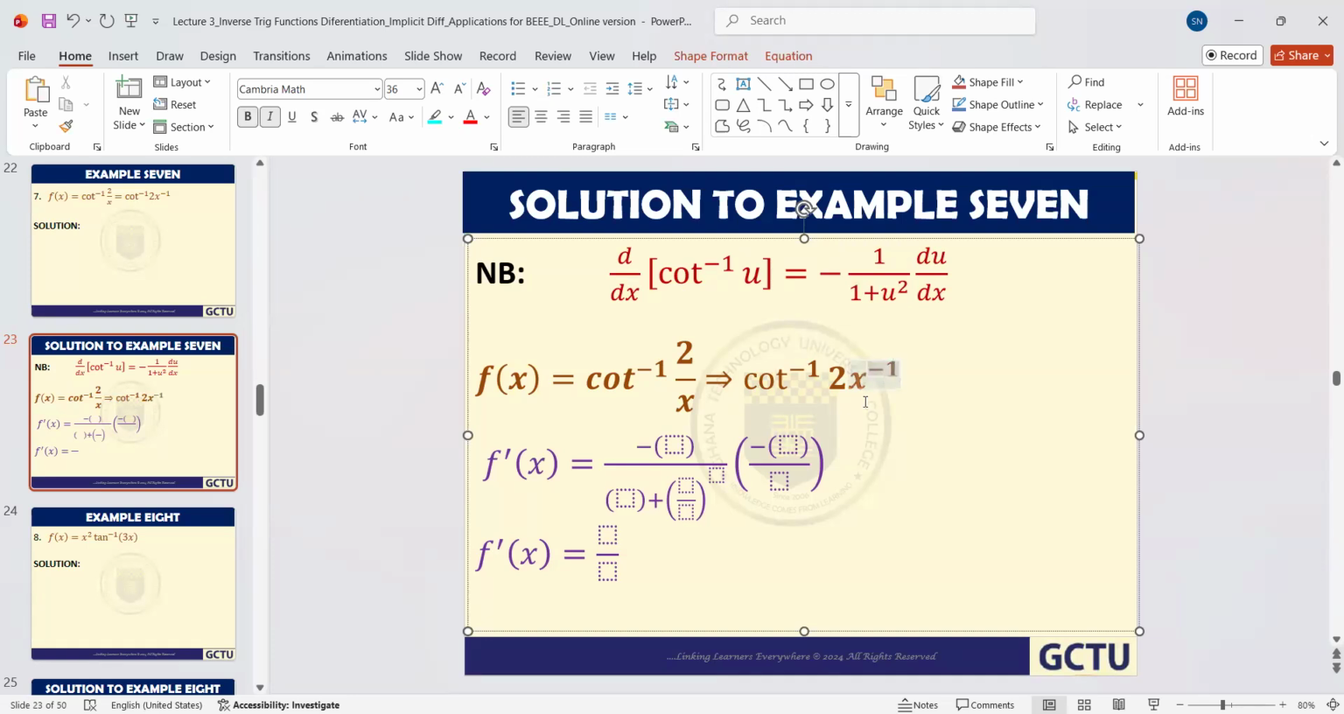Okay. So let's substitute our angle, this is our angle, into the formula. So first of all, the numerator is supposed to be -1. So this is -1. And then the denominator is supposed to be 1 plus, again, this one is supposed to be 1 plus.